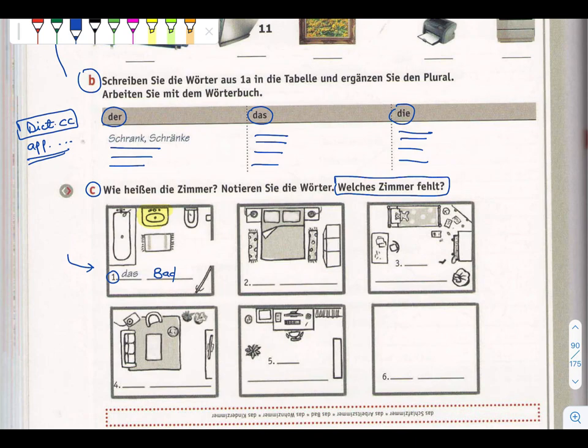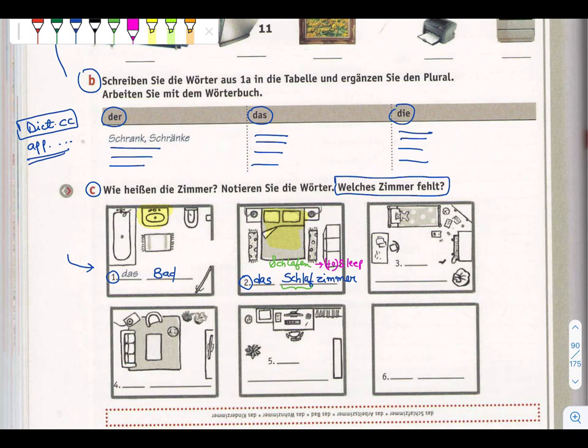Number 2, we can see a bed and all. So, das Schlafzimmer. Okay, and I also told you the verb for this when we were doing the course book lecture. It's schlafen. Schlafen means to sleep.